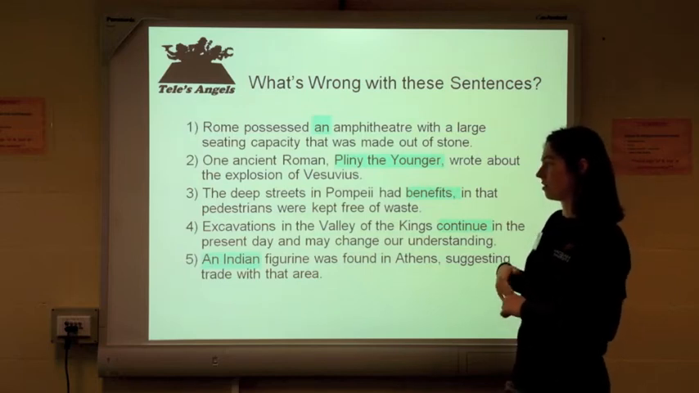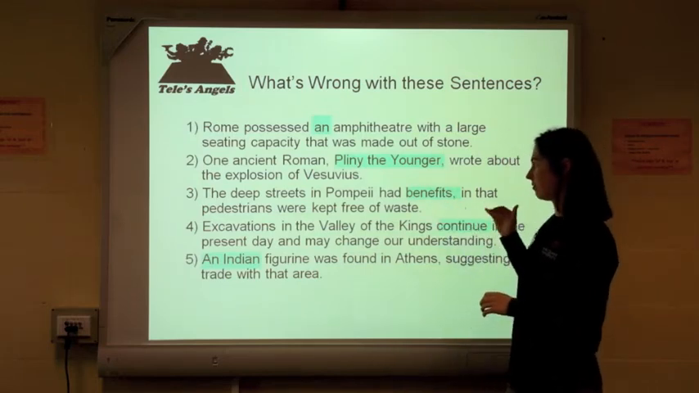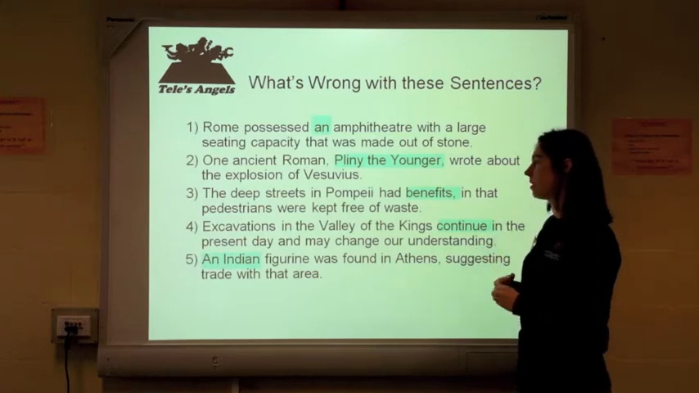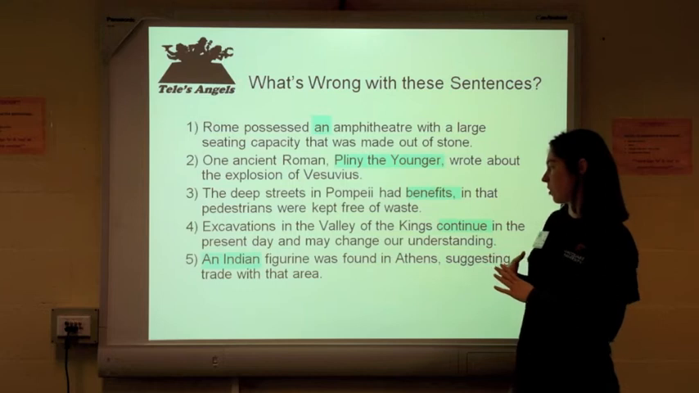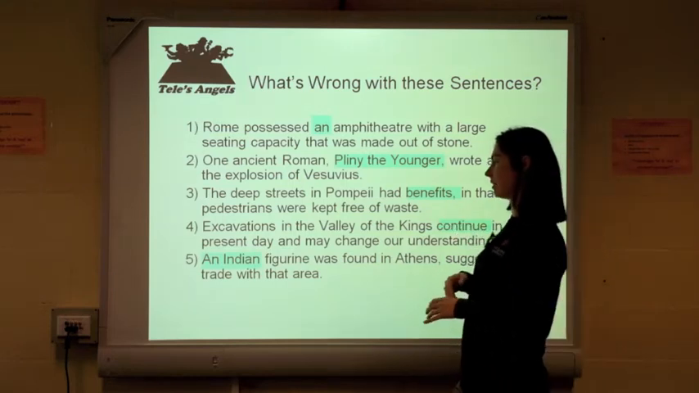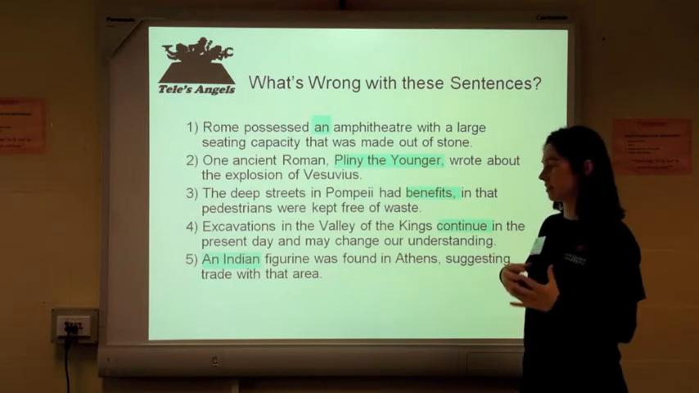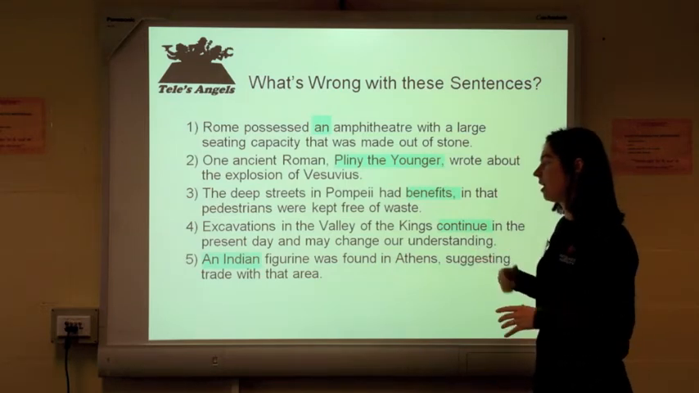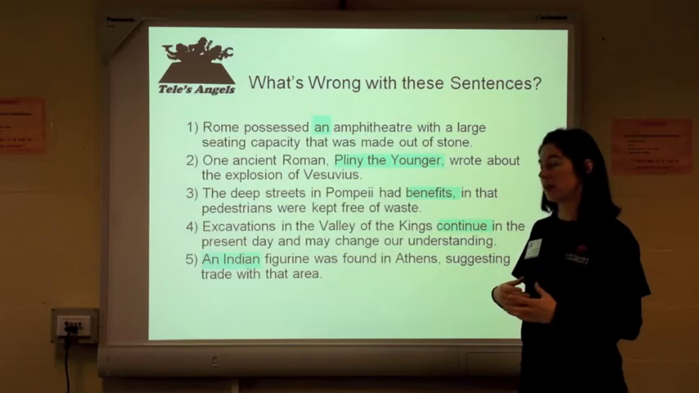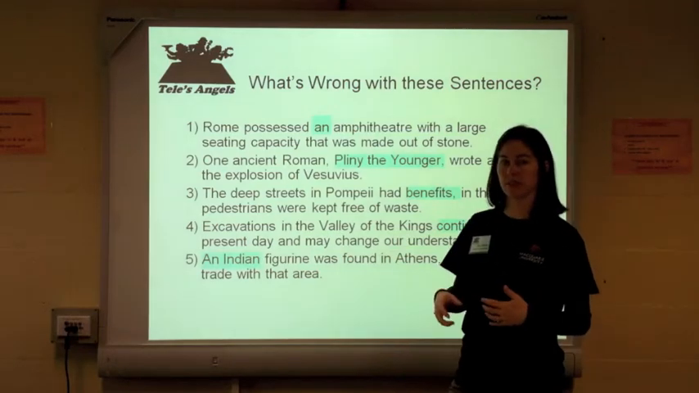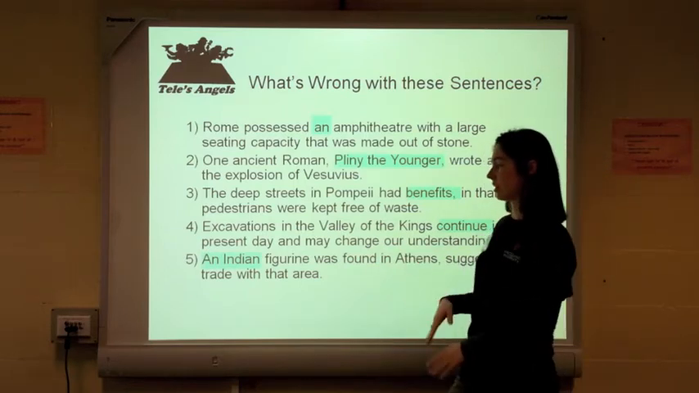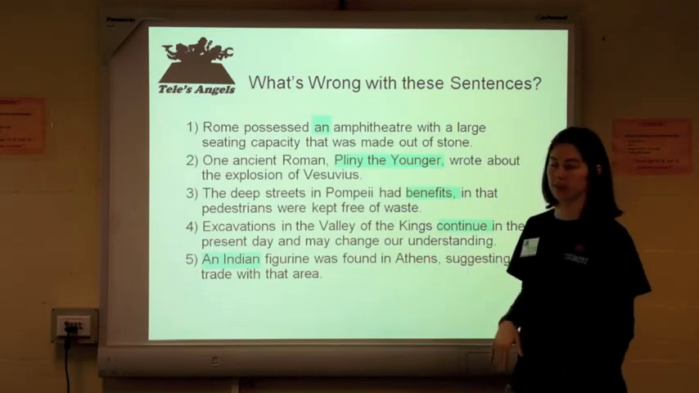Then next we've got the deep streets of Pompeii had benefits, not had positive benefits. Okay, that's called a double tautology. Fourthly, we've got excavations in the Valley of the Kings continue, not go on. And our fifth point, the last slide said it is interesting to know. We're wanting to remove anything that suggests something is interesting. And so in this instance, we're just going to cut that straight out and just say an Indian figurine was found in Athens.